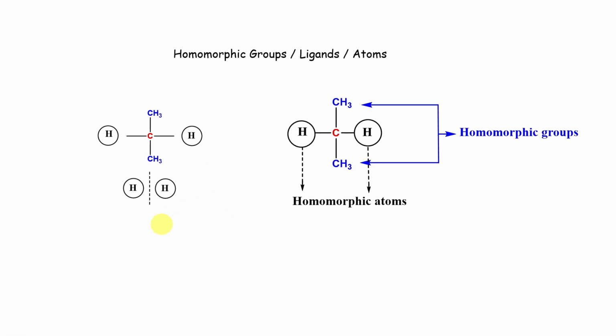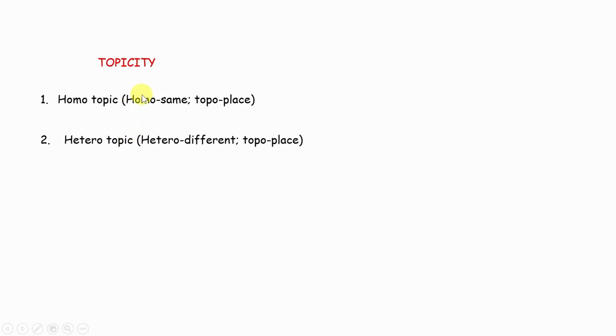Though they are identical, there will be differences in their constitutional, geometrical or stereochemical relationship between these ligands. The study of this constitutional, geometrical or stereochemical relationship between homomorphic ligands is known as topicity. Topicity is the geometrical or stereochemical relationship between these types of homomorphic groups, ligands or atoms and the concerned structure of the molecule. Different types of relationship are possible for homomorphic ligands, groups or atoms.